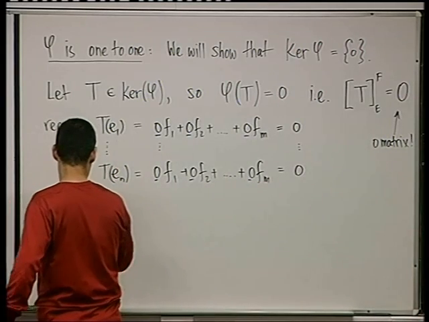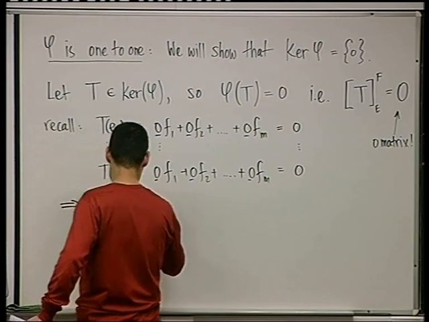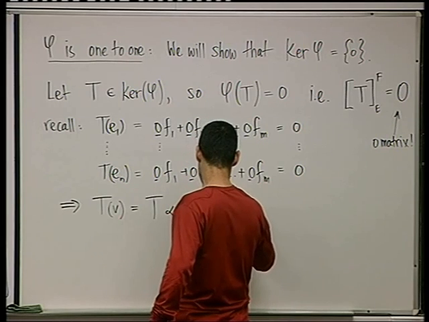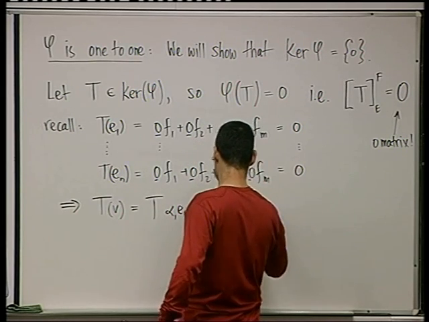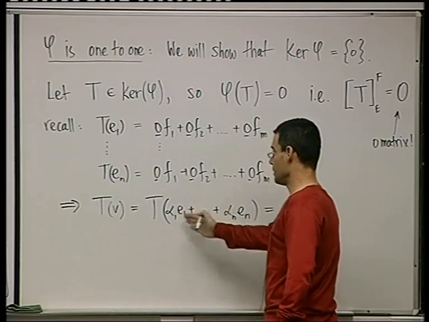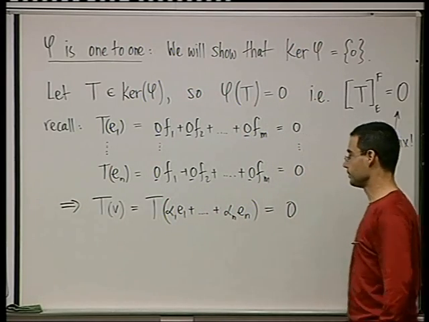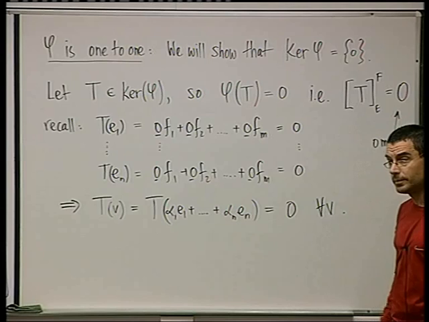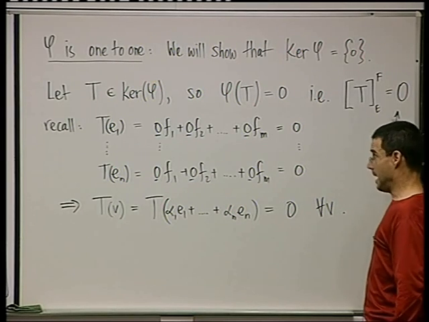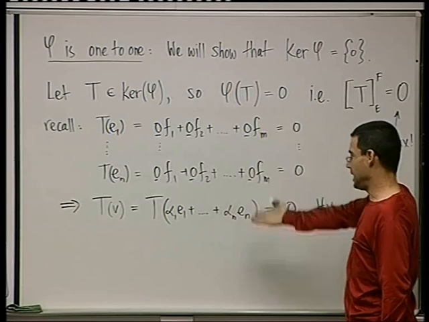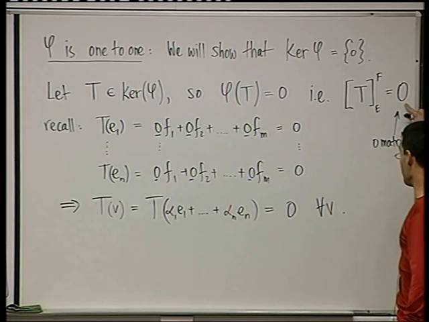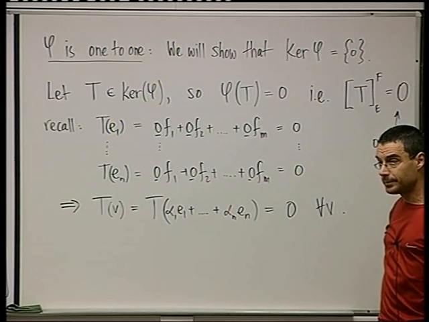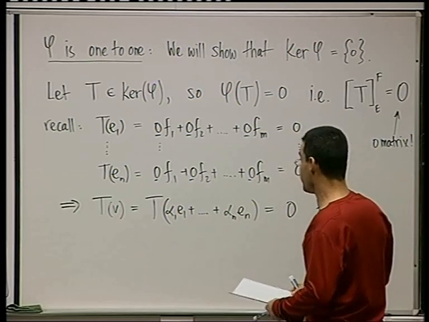So therefore, T of V, which equals T of alpha 1 E1 plus ... alpha n En, is 0. So for every V. Good? So the map is 1-to-1. You take an element in the kernel, it has to be 0. If somebody gets sent to the zero matrix, it had to be the zero map. Okay? Okay. How do we prove that it's onto?